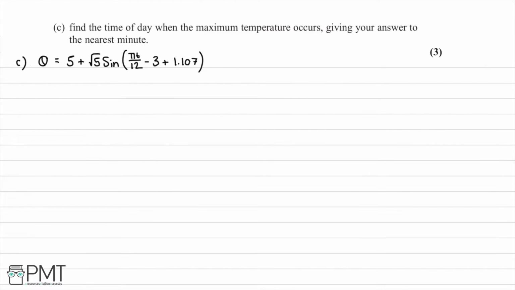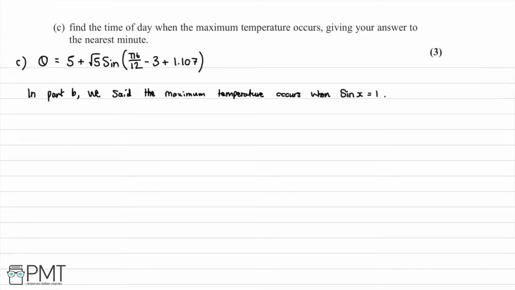So in part C of the question, we're asked to find the time of day when the maximum temperature occurs, and we're asked to give our answer to the nearest minute. So from part B of the question, we have this formula here. So we have that theta, which is the temperature, is going to be equal to 5 plus root 5 sine, then this expression here, pi t over 12 minus 3 plus 1.107. And we said that the maximum temperature occurs when sine x equals 1. So we're writing that down. We'll just say that in part B, we said the maximum temperature occurs when sine x equals 1.